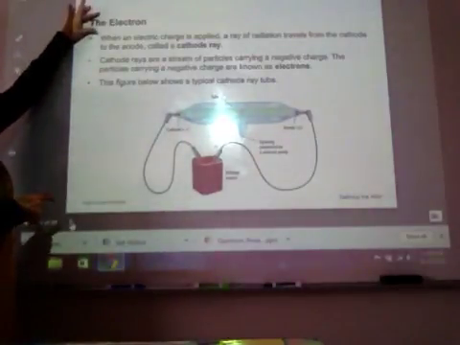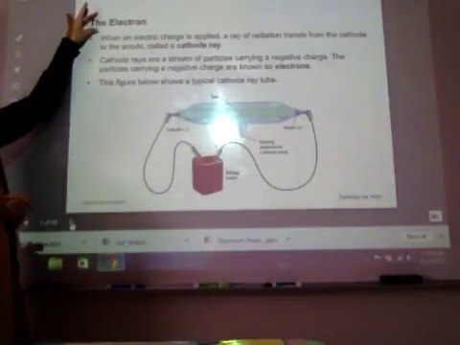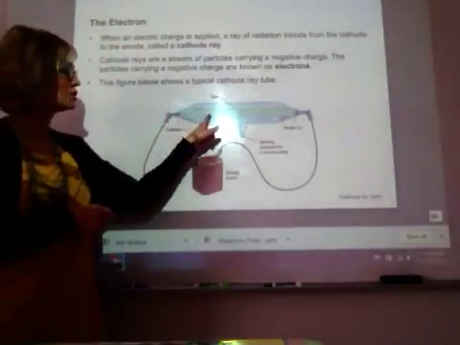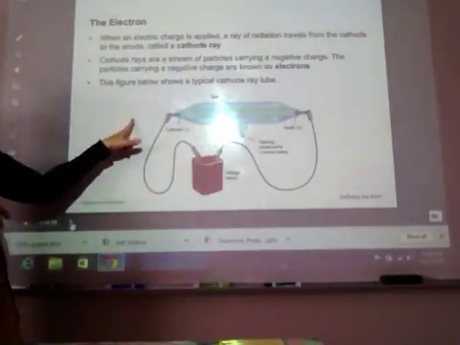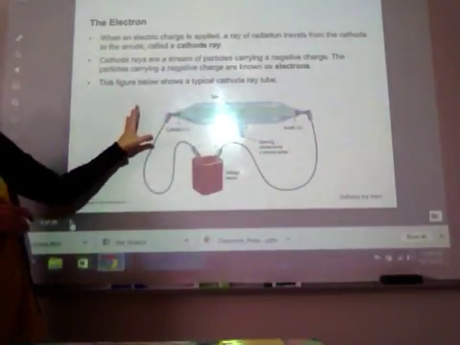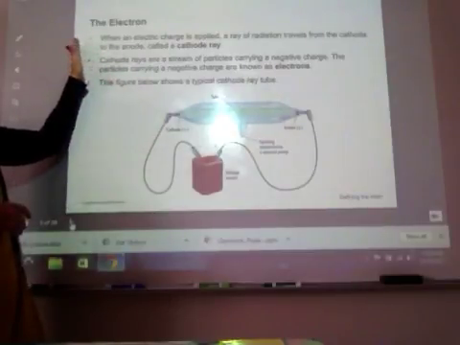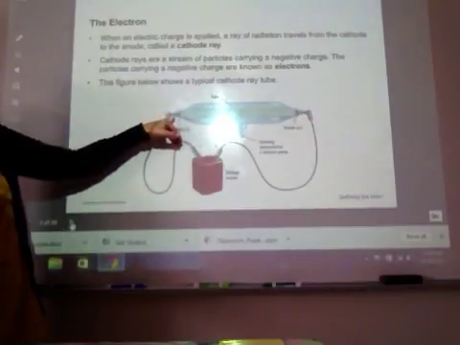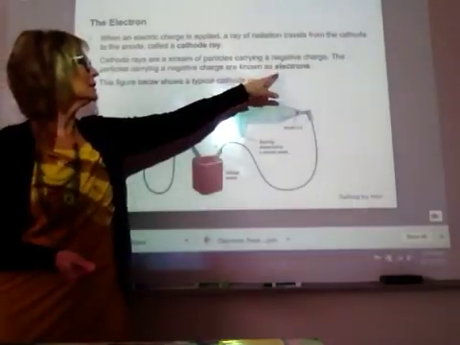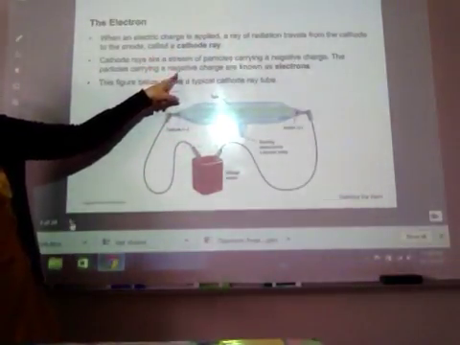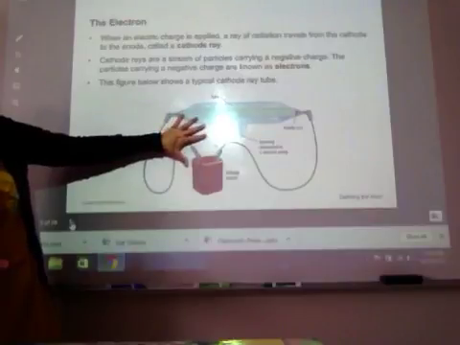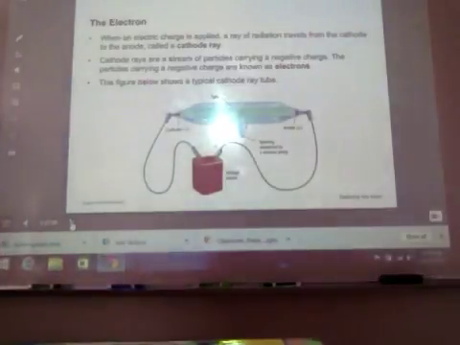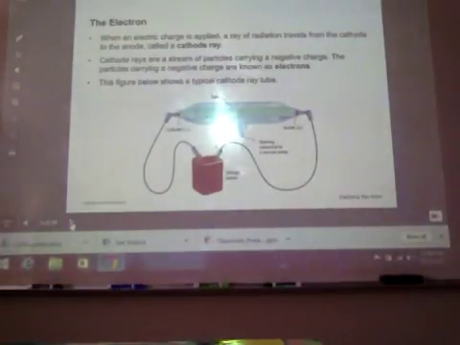So, first group, the electron is a subatomic particle. When electric charge is applied, a ray of radiation is shot through from the cathode to the anode. It's called a cathode ray. What I want you to know is that electrons were found using a cathode ray tube, and electrons carry a negative charge. So this is the tool that they used to find an electron that we now know has a negative charge.